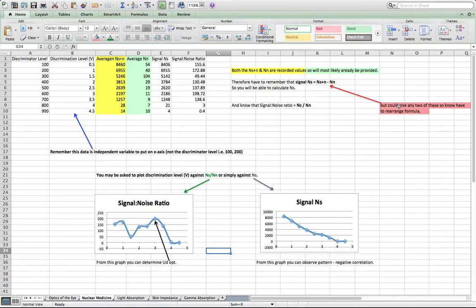And as I've also stated here, although those are the most likely two sets of data to be given to you, they could give you two of these, and they might ask you to calculate the other, so you just have to rearrange this equation. So that's quite easy, as it's just adding if you bring the noise one over here, and so on.